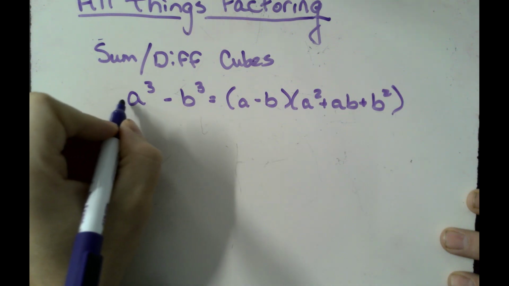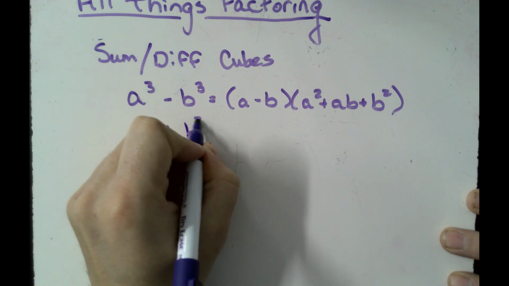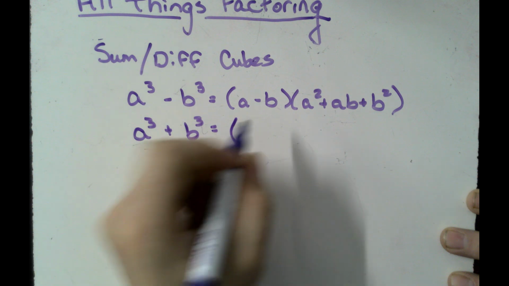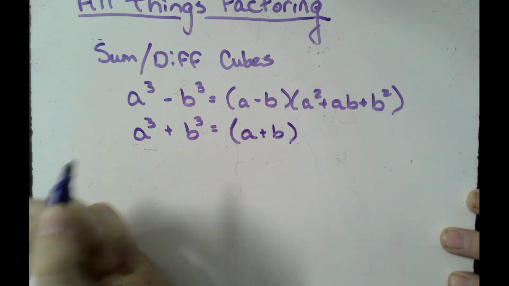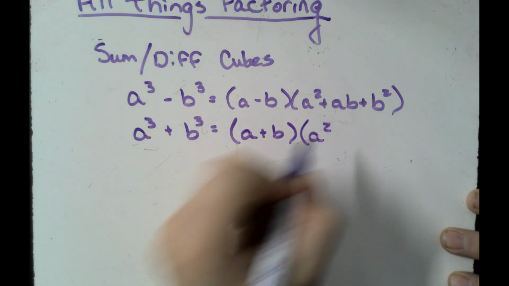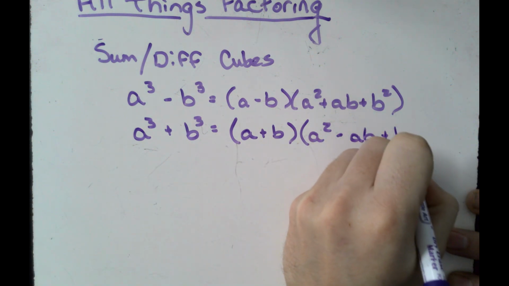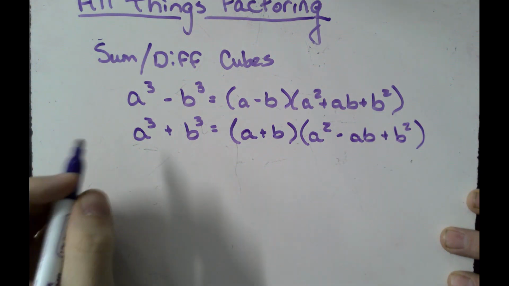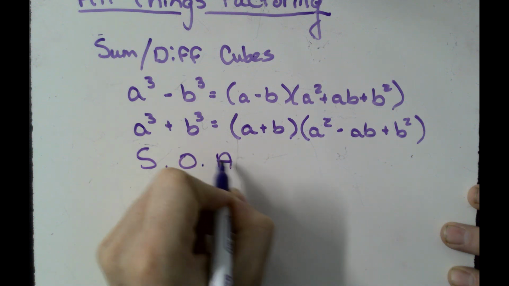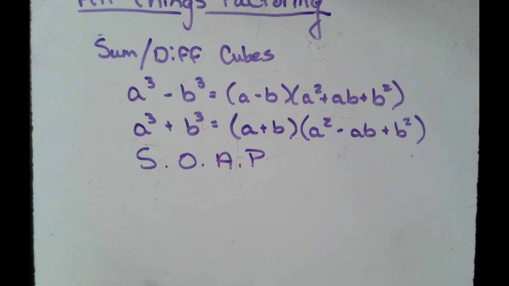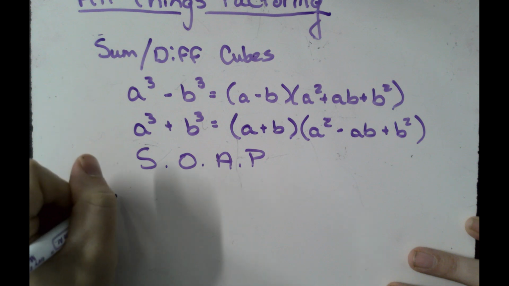The other scenario, since this would be difference, would be if I took a cubed and I added b cubed to it. So in that case, we would have same sign, a plus b, then a squared, opposite sign, and then always positive. So what I was just saying there is called SOAP. Same, opposite, always positive. So let's take a look at a difference of cubes and see how SOAP helps me with this.